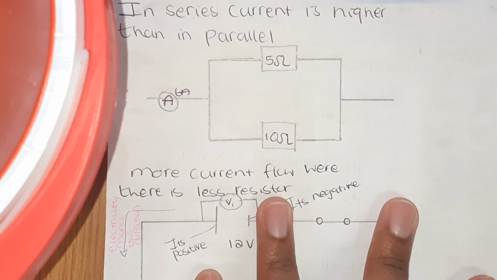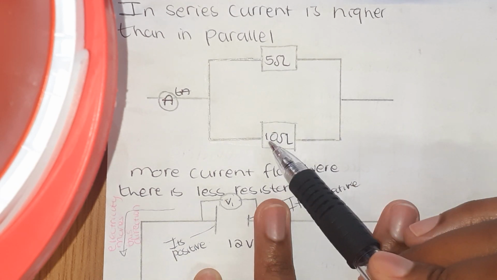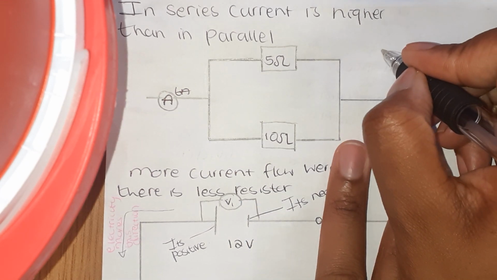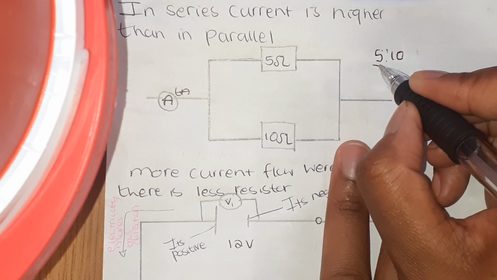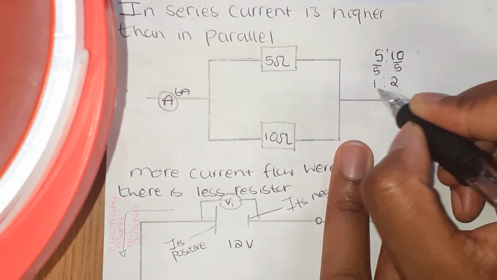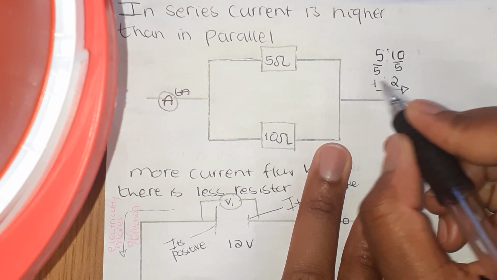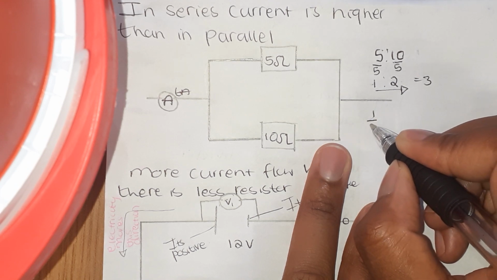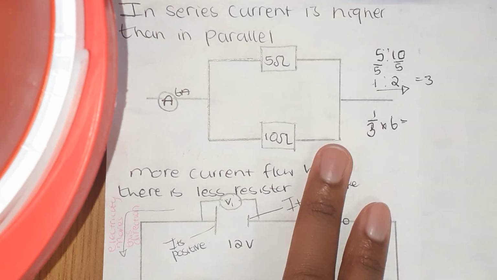Now we have to know how many amps are flowing here and how many amps are also flowing in this direction. So what to do is you can use a ratio, right? 5:10. You can divide that by 5 to simplify it. That is 1, and this is 2. So we have simplified that ratio. So you're going to say the total, 1 plus 2, is equal to 3, right? So you are going to say 1 over 3 times 6 to see what flows up there.